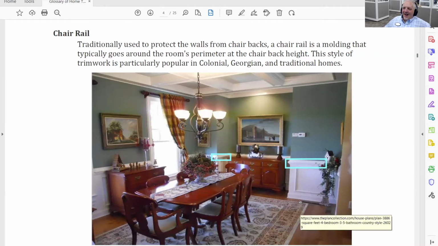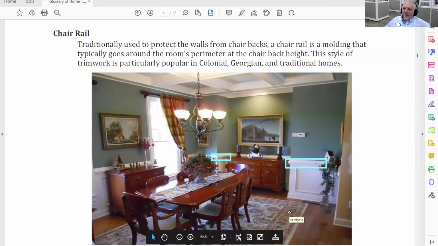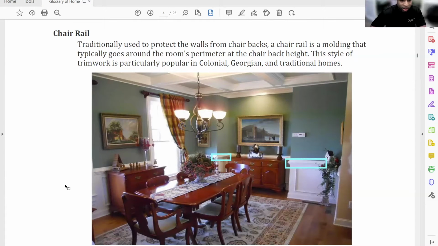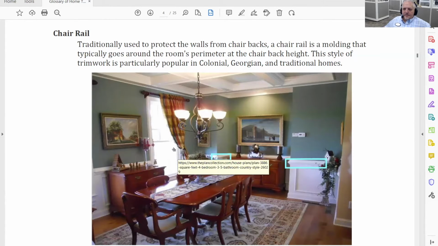Let's talk about some other elements within this photograph. What do you see up here at the top? What would you call that term? Coffered ceiling. Well done. Everybody hear that? Coffered ceiling. It is coffered because it has these recesses into the ceiling with the grid pattern going across it.